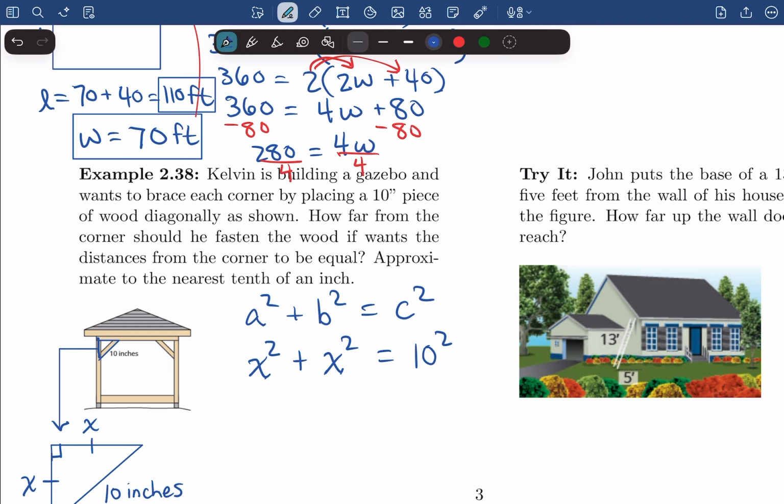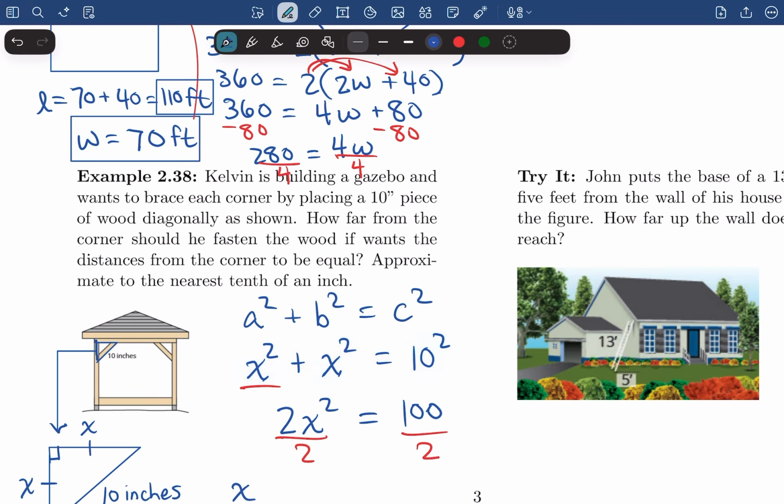Well, 1x squared plus 1x squared is 2x squared. These are like terms that can be combined together. So I'm combining like terms, okay? And 10 squared is 100. Now, a little algebra. I'm going to divide by 2 and find that x squared equals 50.